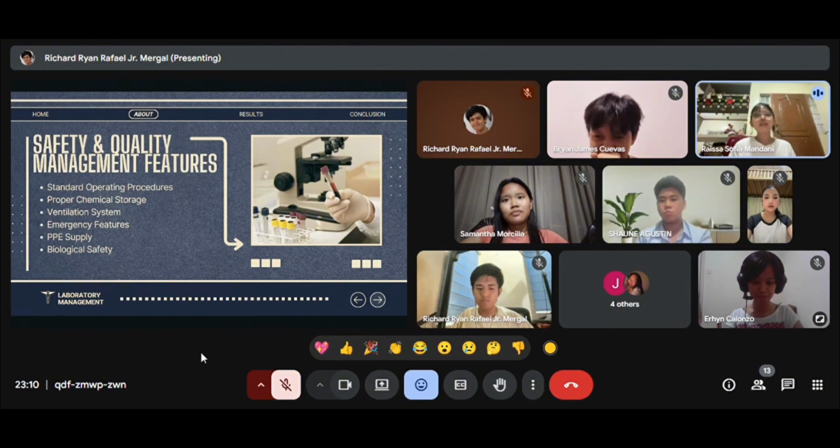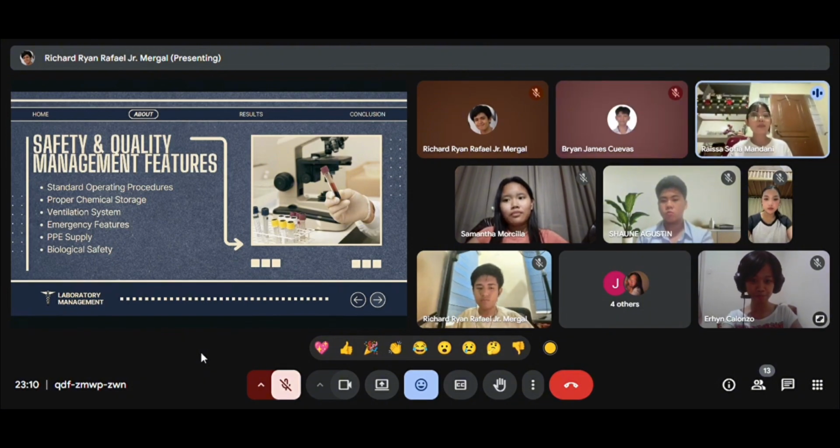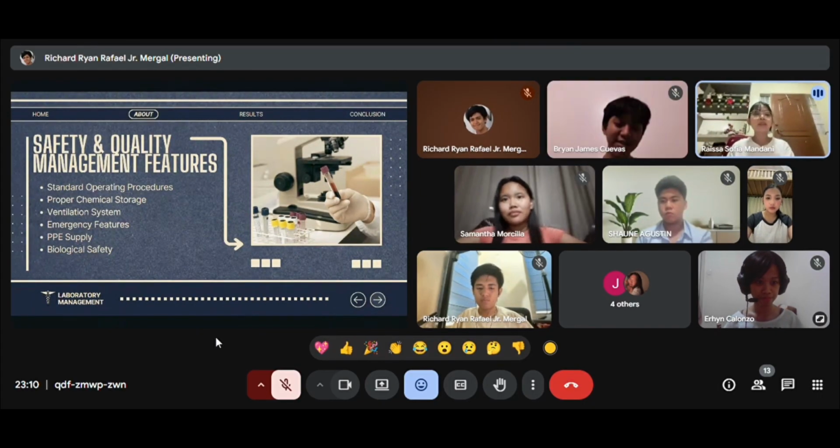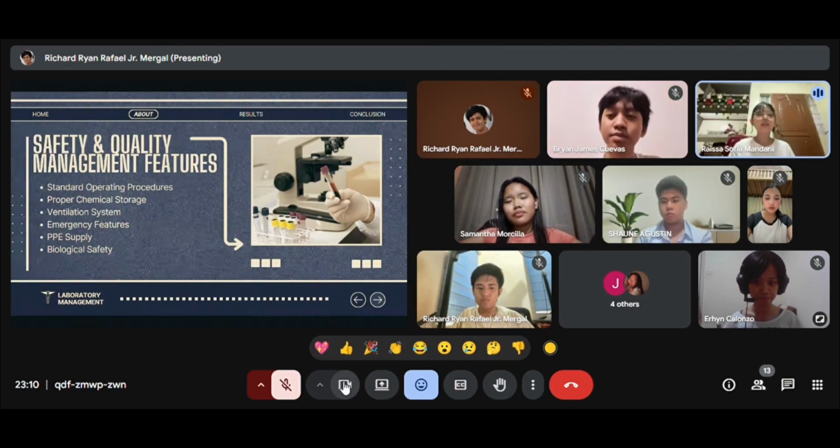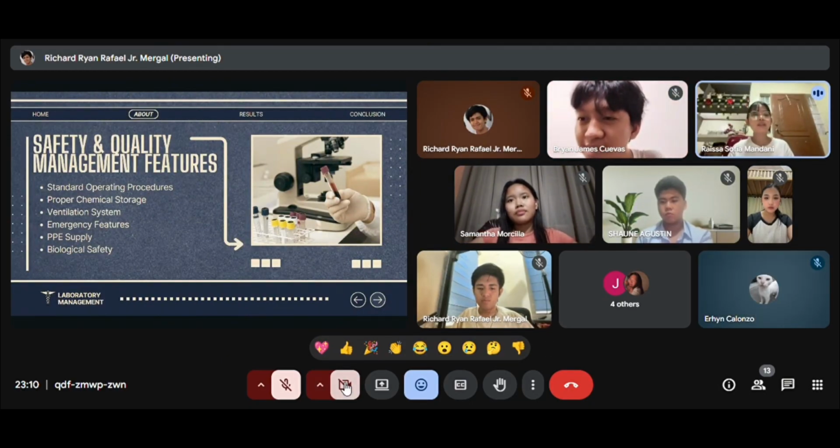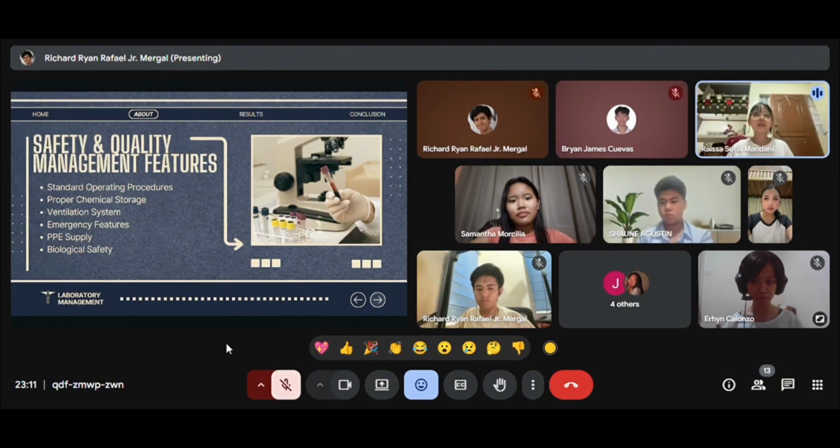Next will be the ventilation system, which is also essential because it removes fumes, gases, and aerosols to keep the air clean and safe throughout the lab. We also have the emergency features like emergency showers, eye wash stations, and fire exits, which are essential, especially if we are handling stuff that can be harmful, of course, to our employees and, of course, to the samples themselves.